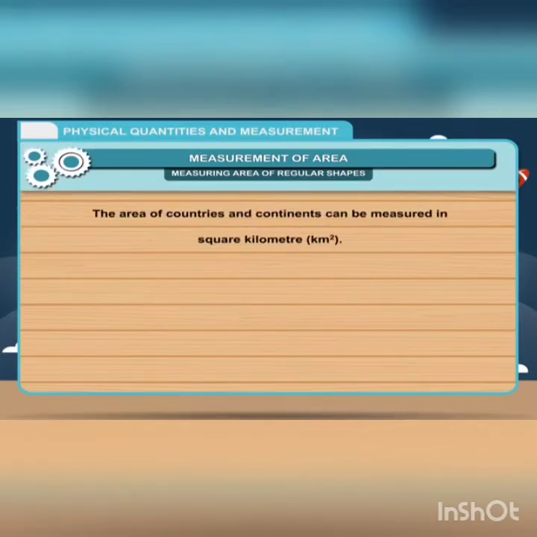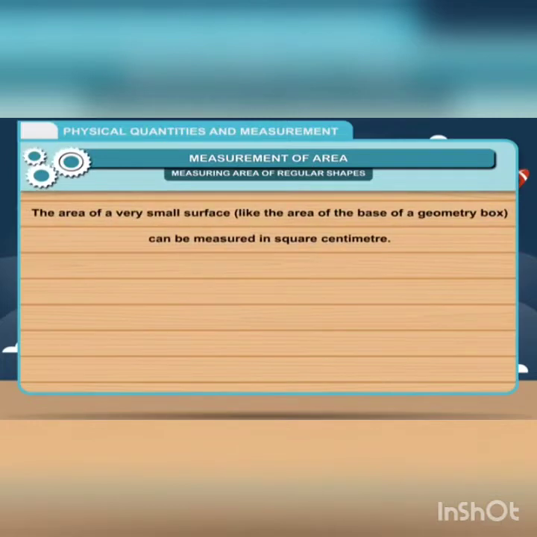The areas of countries and continents can be measured in square kilometers, kilometer squared. 1 square kilometer is equal to 1 kilometer into 1 kilometer, which is 1000 meter into 1000 meter, which is 1,000,000 meters squared. The area of a very small surface, like the base of a geometry box, can be measured in square centimeters. 1 square centimeter is equal to 1 centimeter into 1 centimeter, which is 10 millimeter into 10 millimeter, which is 100 millimeters squared.